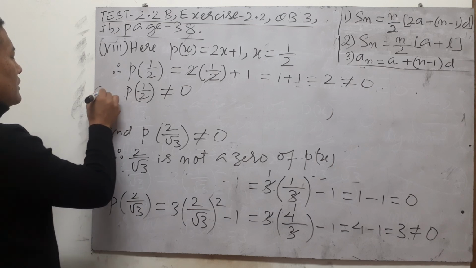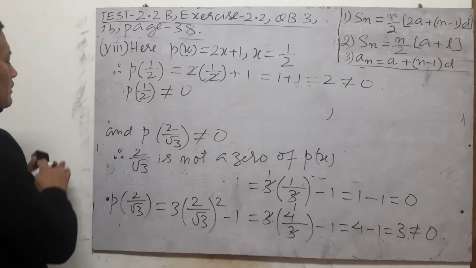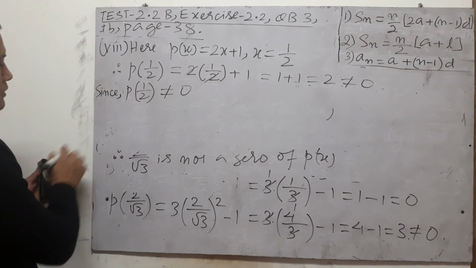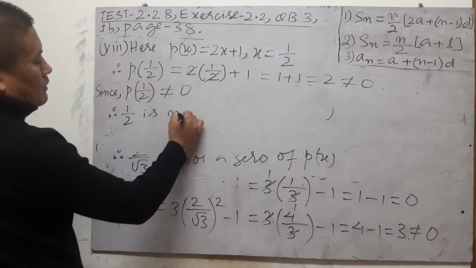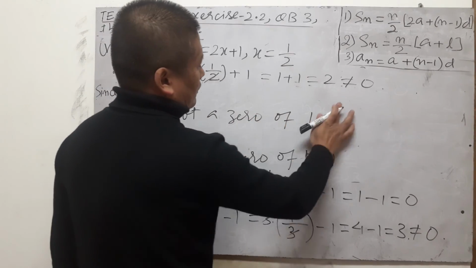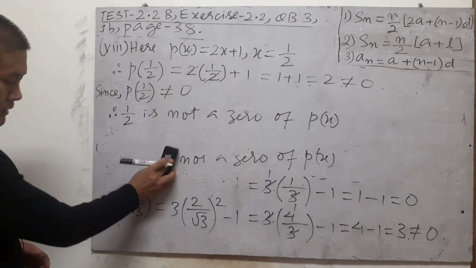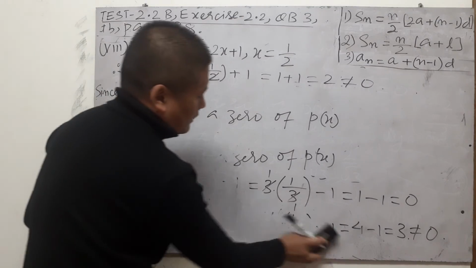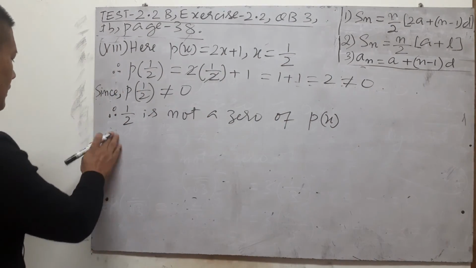Or you can write here, since p of 1 by 2 is not equal to 0, 1 by 2 is not a 0 of the given polynomial p of x. Okay, I'm not sure whether I missed out 2 or not, so let's just repeat it. If I've already done it, well and good. If I've missed out, then we'll be doing it now.